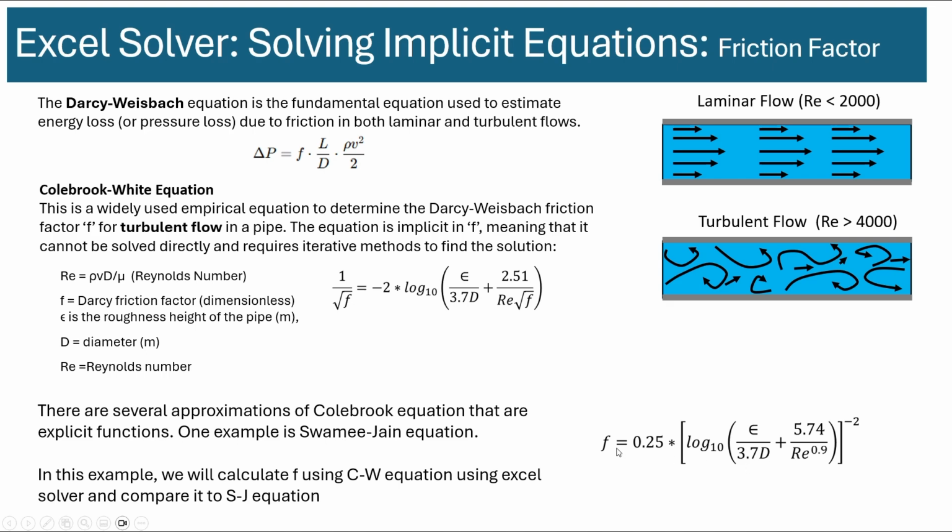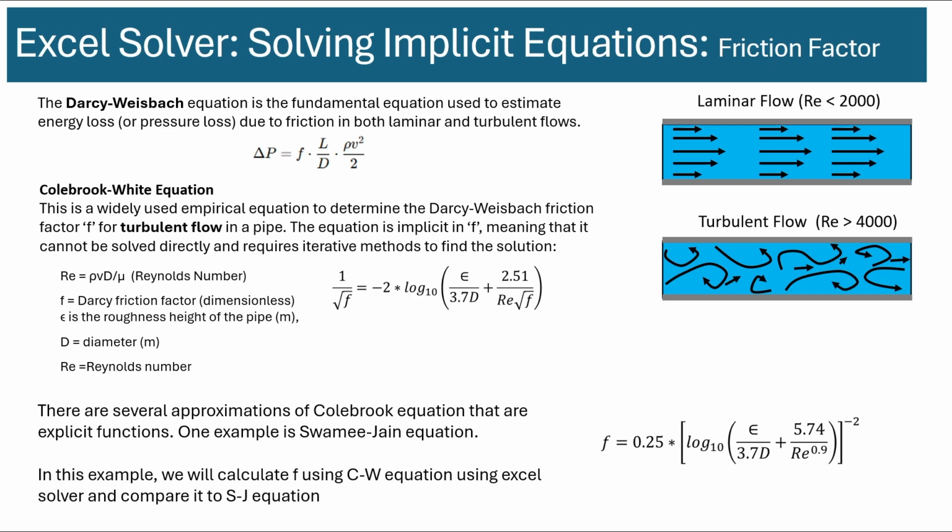In this case, f is only on the left side, and you can find the value of f directly. What are the values inside this? You can see that there is an epsilon here. Epsilon is the surface roughness of the pipe. I mentioned before that the friction factor for laminar flow is 64 divided by Reynolds number. It does not care about the roughness of the pipe.